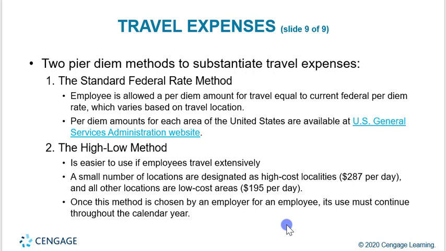The standard meal rate method: employers allow a per diem amount for travel equal to the current federal per diem rate, which varies based on travel location. Per diem amounts for each area of the United States are available at the U.S. General Services Administration website. And the high-low method. It is easier to use if employees travel extensively. A small number of locations are designated as high localities, and other locations are low cost areas. And so once this method is chosen by an employer for an employee, it must continue throughout the calendar year.